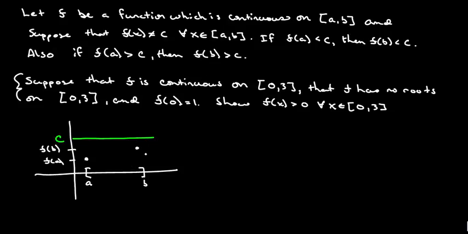then f of B also has to be less than C. So basically what it's saying is, look, if this guy right here is continuous, who knows what it looks like, okay? If it's continuous and it never takes on the value C, and one of the endpoints is either above or below that line, then the other endpoint is also above or below that line, okay?